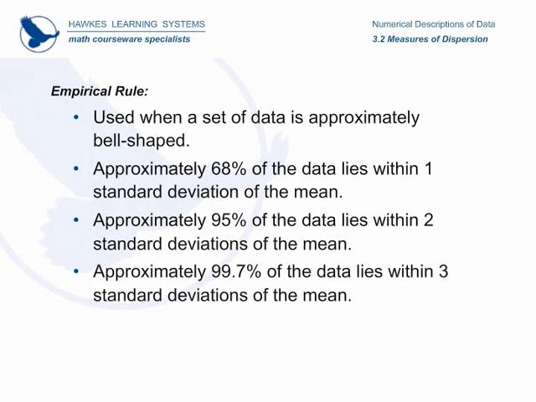And lastly, we see that approximately 99.7% of the data lies within 3 standard deviations of the mean. So that's almost all of the data can be found within 3 standard deviations of the mean when you have a bell-shaped data set representation.